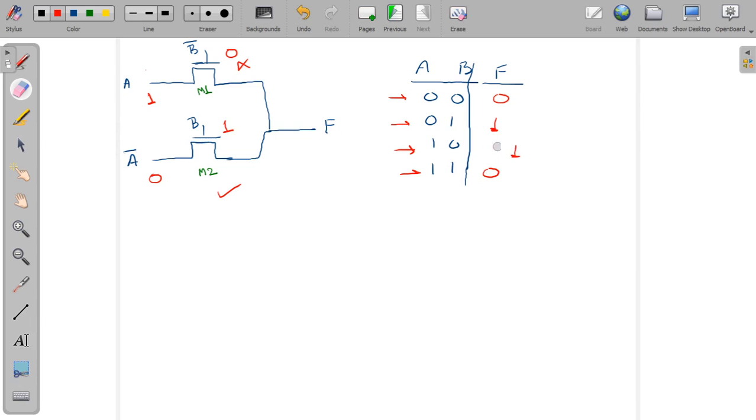Now what is this truth table indicating? Look at this. F is equal to A XOR B. Okay, so this is the case. This is the circuit for an XOR 2 gate.